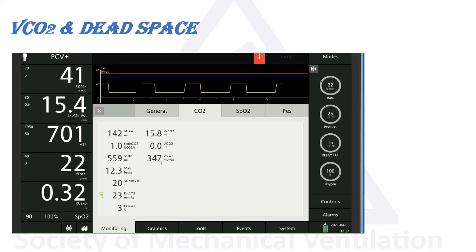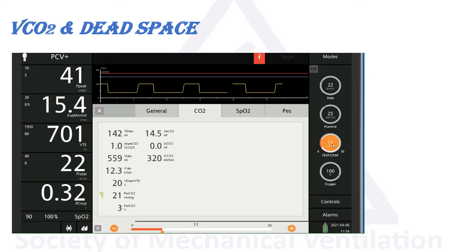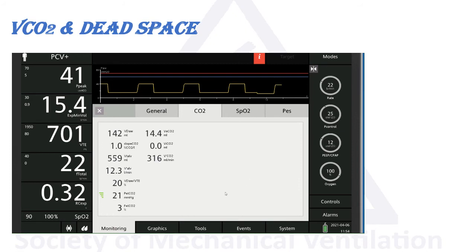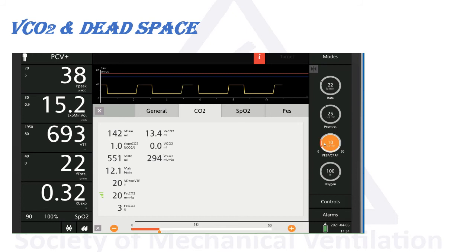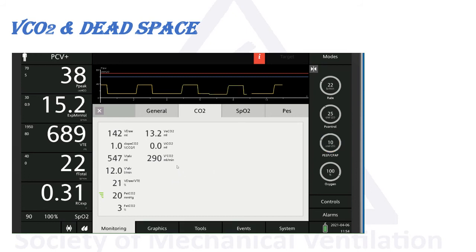You can see the VCO2 is dropping a little bit, start to drop. Again, it takes a couple of minutes, of course. So let's go down a little bit more and see the effect on the dead space and the VCO2. Okay, so far the alveolar tidal volume has been stable and the VCO2 has changed a little bit, but not too significant. And now when we're going down to 10 of PEEP, you can definitely see the VCO2 is going down.